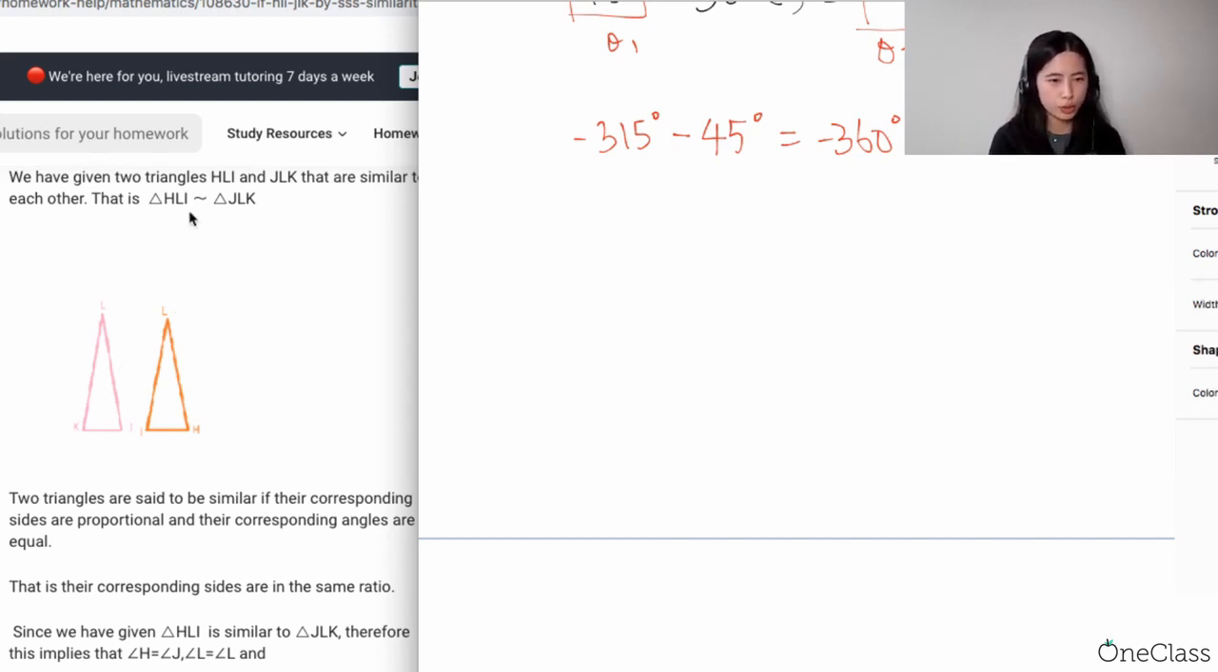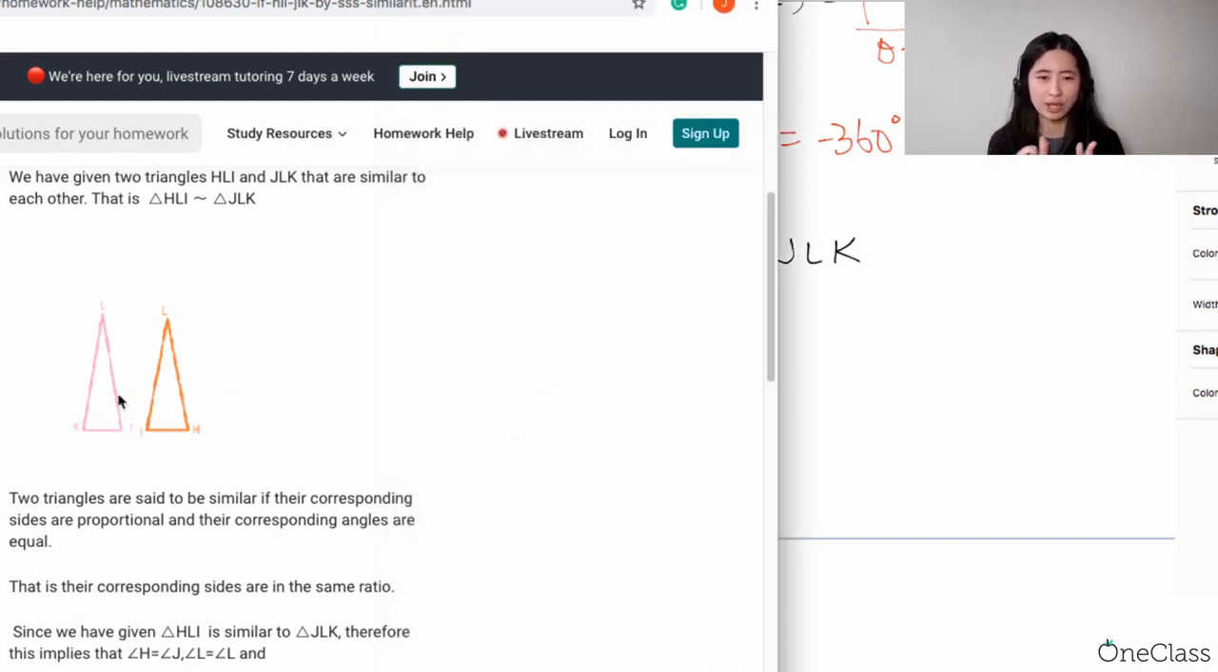Okay, so they're saying that we have two triangles, which is triangle HLI, which is similar to triangle JLK. And first of all, when two triangles are similar to one another, that means the sides are going to be equal, or proportional. Sorry, not equal, but proportional. It just so happened that the way they drew the two triangles, the dimensions look similar, but the whole point of the similarity theorem is the sides are proportional, so they're not necessarily equal.